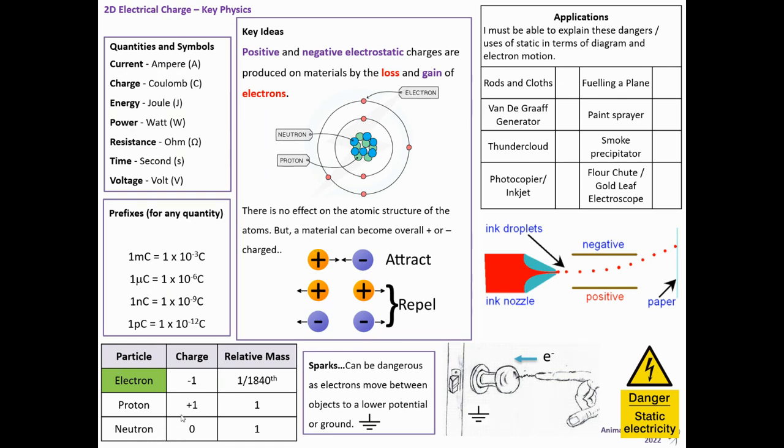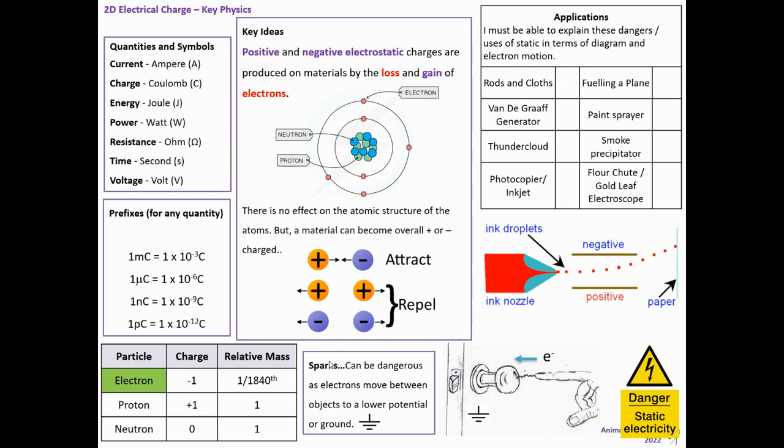Now, the particles themselves, we can either deal in relative charges or we can deal in the actual charges. So it's an actual charge of minus 1.6 times 10 to the minus 19 coulombs. But for this purposes, we can think in terms of simple stuff. And the electron is obviously a very small particle, 1/1840th of the mass of a proton. So it can be moved about.